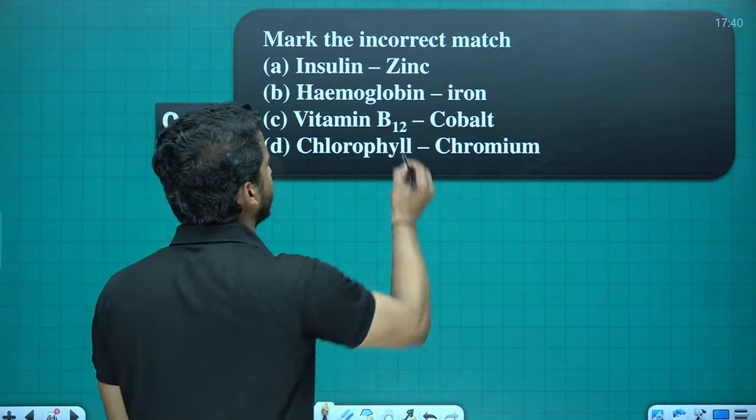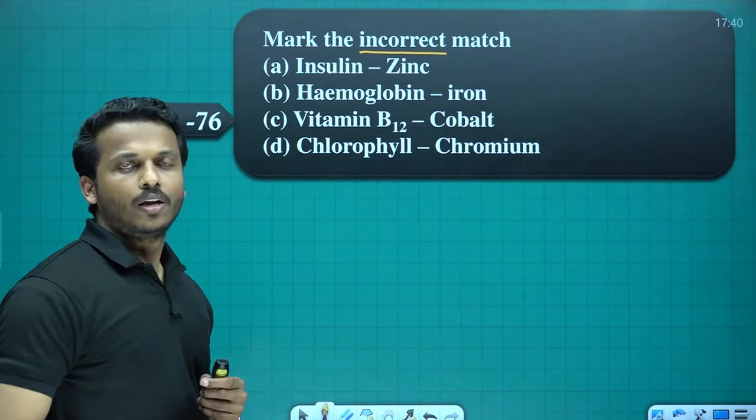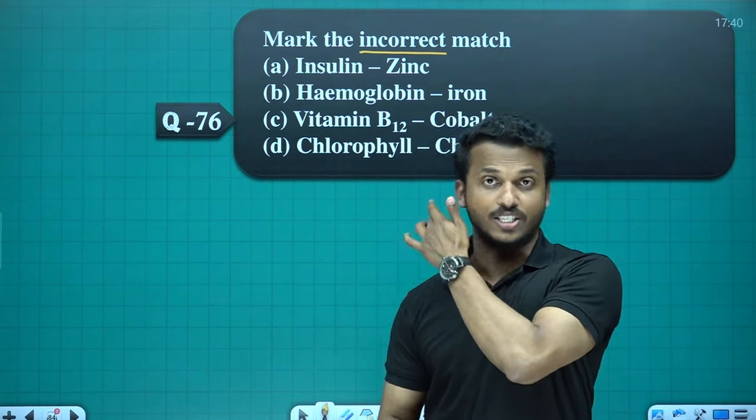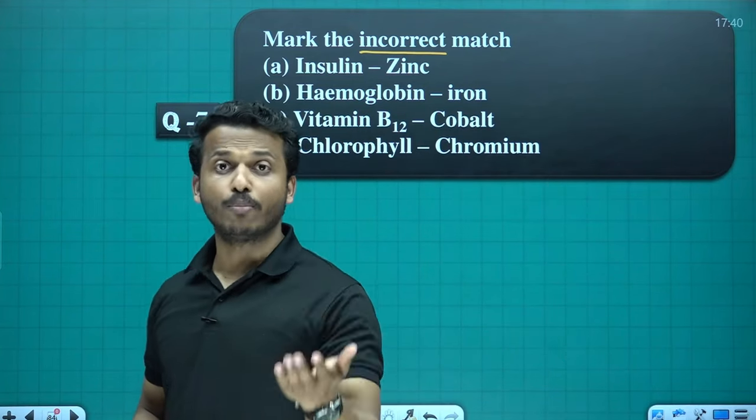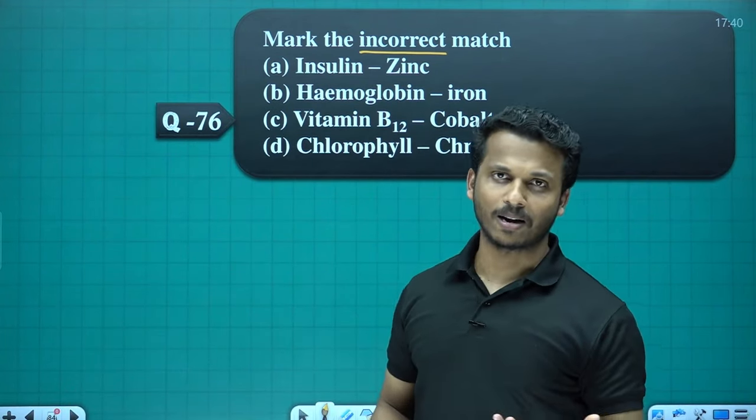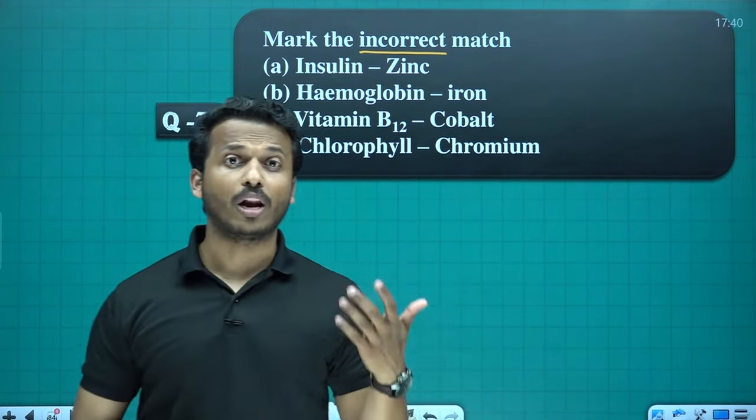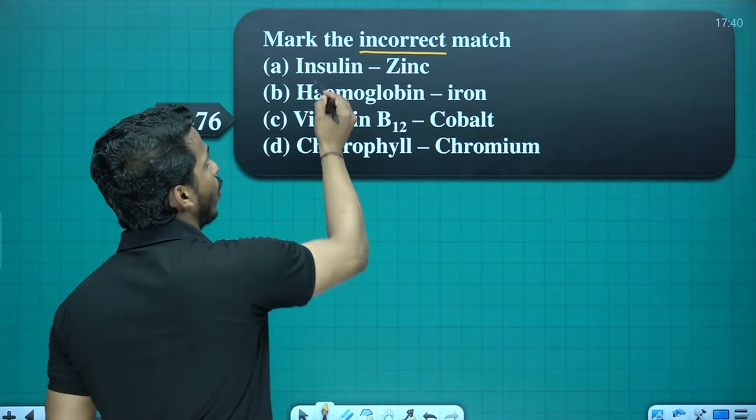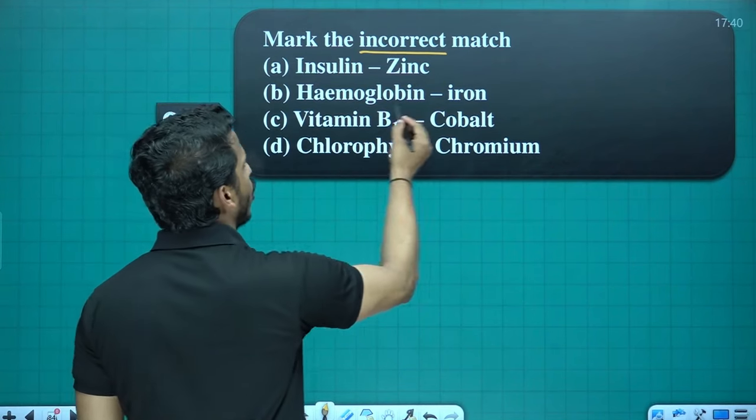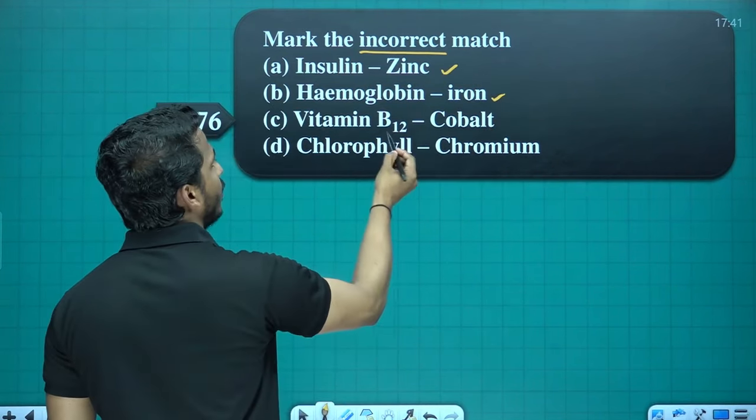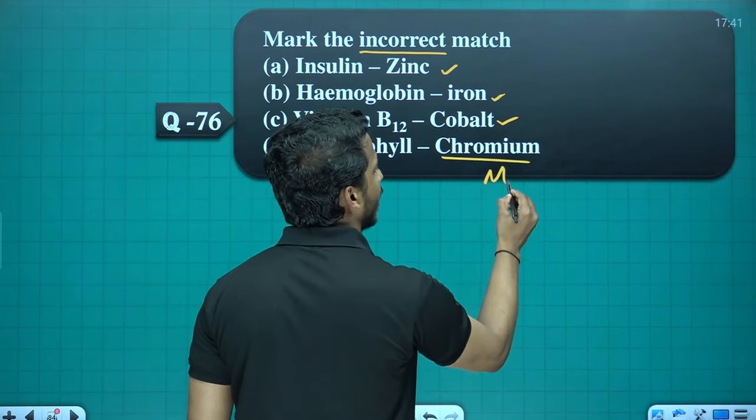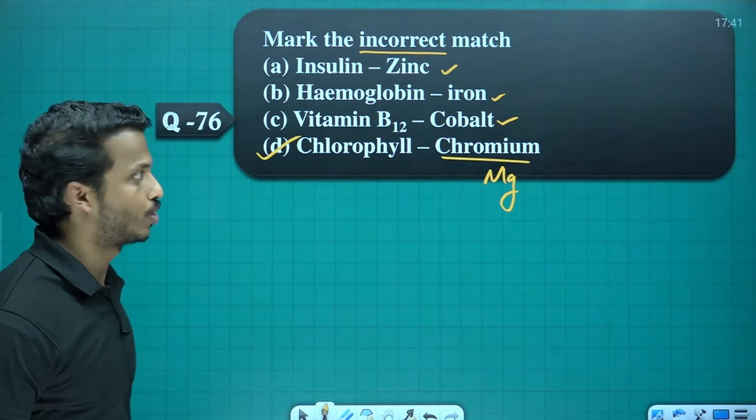Question number 76. Mark the incorrect match. We studied in biology where these coordination complexes are used in biological systems. Hemoglobin, iron is the central atom. Chlorophyll pigment, magnesium is the central metal atom. Vitamin B12, cobalt is the metal atom. And one more I am introducing you, insulin, zinc is the metal atom. Hemoglobin, iron is correct. Vitamin B12, cobalt is correct. Chlorophyll pigment is not chromium, it is magnesium. So this is the incorrect match.